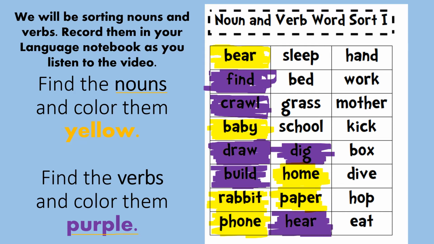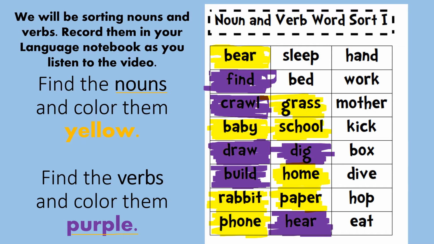School. School is a place. So person, place, or thing makes it a noun. So we want to shade that yellow. Grass. Can you grass something? Is that something you can do? No. So it is a thing. It is a noun. We want to shade that yellow.